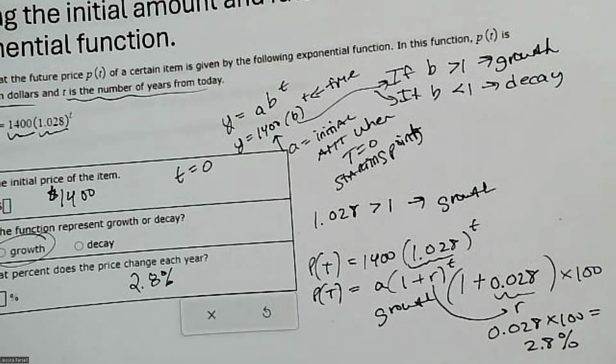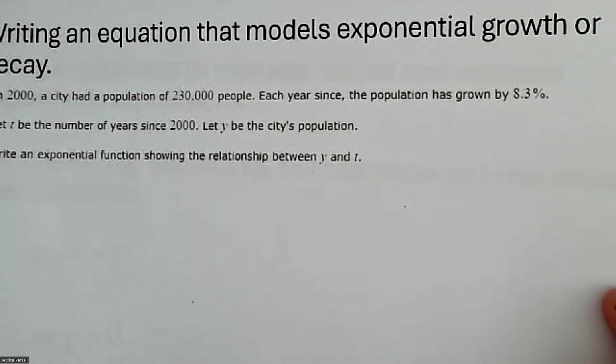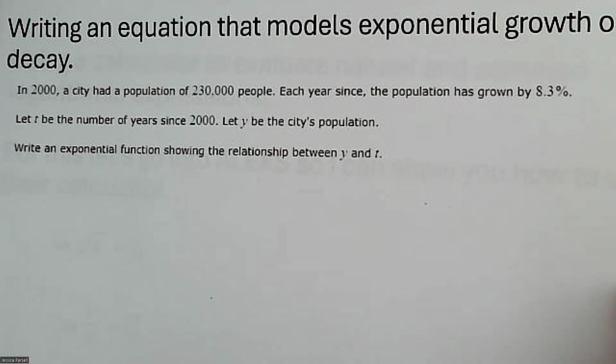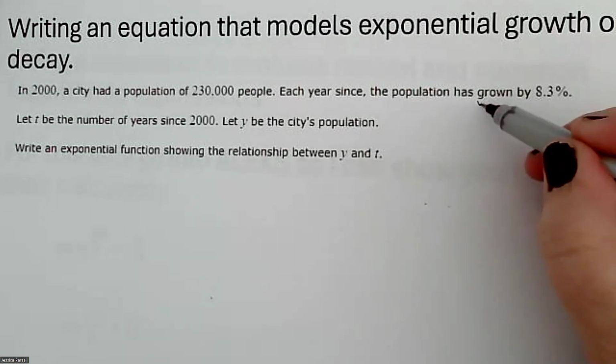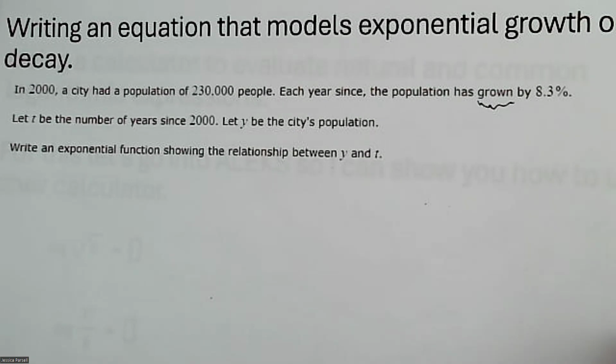Okay, let's keep going. So the next concept is how to write an equation that models exponential growth or exponential decay. In 2000, a city had a population of 230,000 people. Each year, the population has grown by 8.3%. Let T be the number of years since 2000. Let Y be the city's population. Write an exponential function showing the relationship between Y and T.